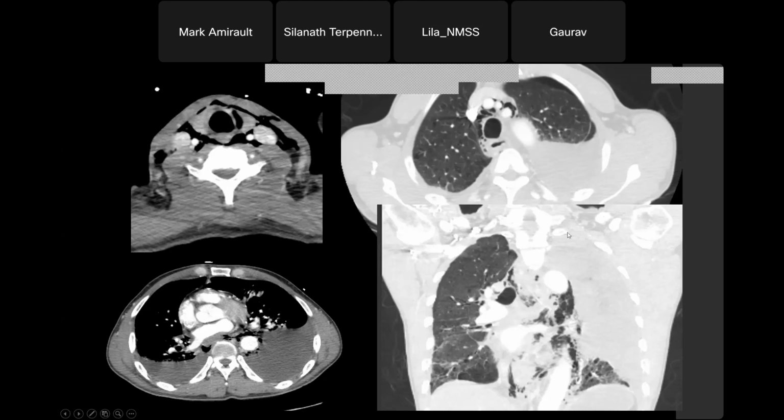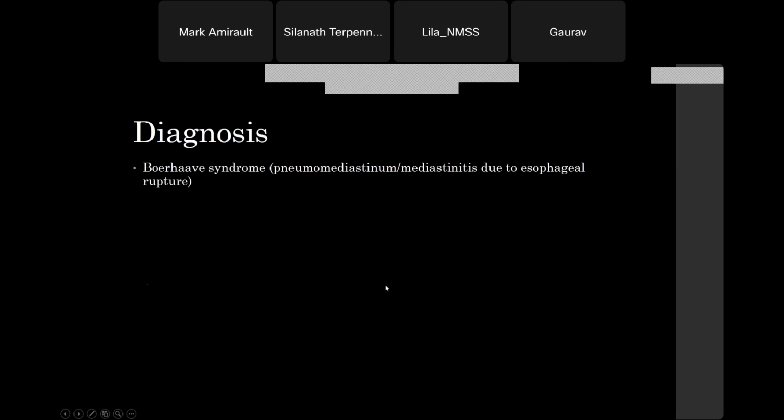and a quite large pleural effusion on that side. And so this is what we call Boerhaave syndrome. And so pneumomediastinum, and because he's ruptured his esophagus, you're having material enter your chest and mediastinum, and we call that a mediastinitis from an esophageal rupture.